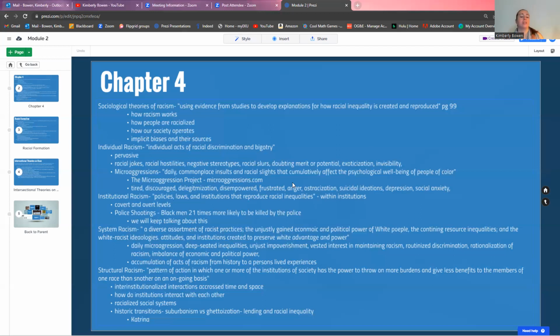These are going to include those daily microaggressions, deep-seated inequalities, unjust impoverishment, vested interest in maintaining racism, based on routine discrimination, rationalization of racism, and imbalance of economic and political power. And again, that's the key here. This is about a conversation about political and economic power that recycles itself in order to maintain inequality, to maintain certain oppressions within and amongst people of color, so that white people specifically can maintain their economic wealth, can maintain their economic status, and then can use that economic wealth and status in order to gain and keep political power to then gain more economic status, right? It's a circle and it just keeps going, right?